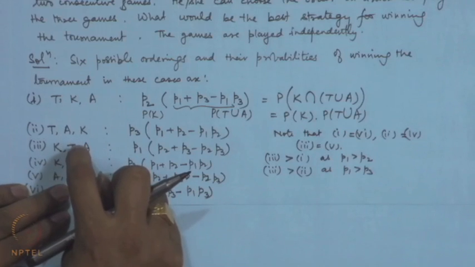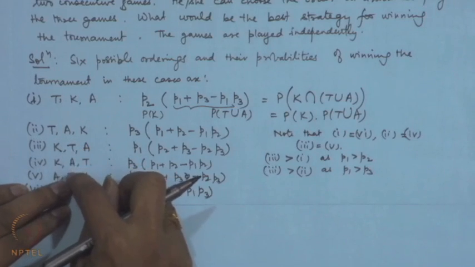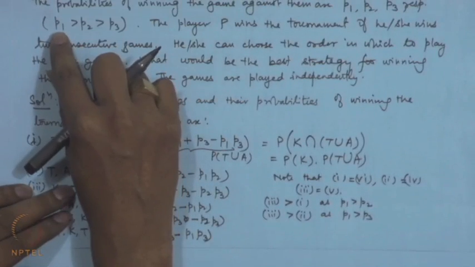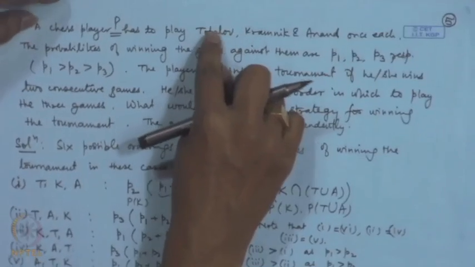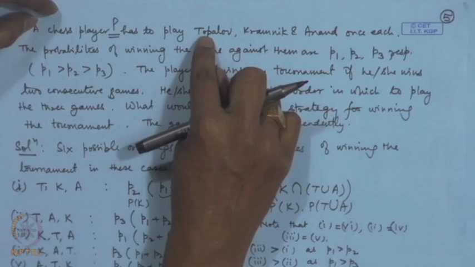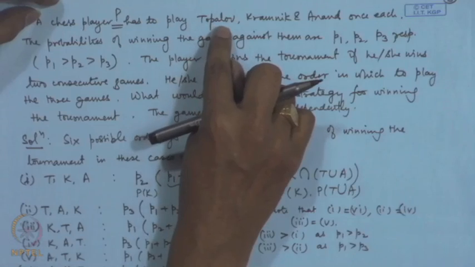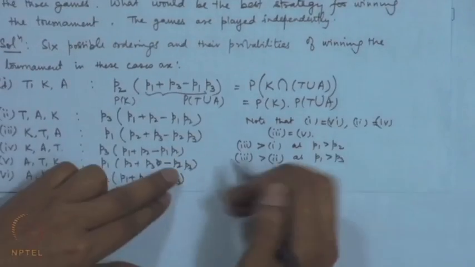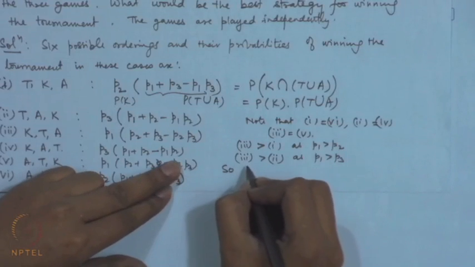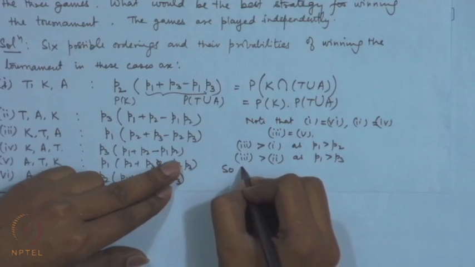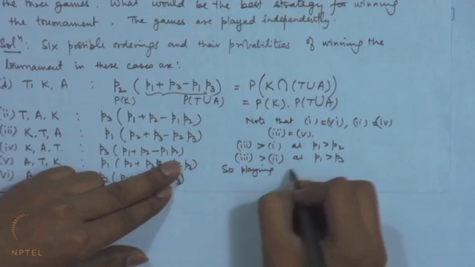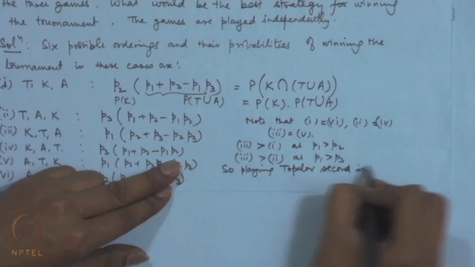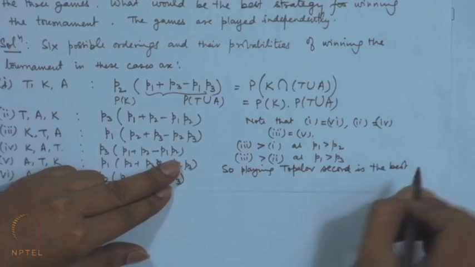Now, what is the difference in the third and fifth? In fact, in both of them Topalov is in the middle, and if you see the original probabilities, the winning probability against Topalov is the highest. Therefore, if you play him second, you maximize your chances of winning. So, playing Topalov second is the best strategy.